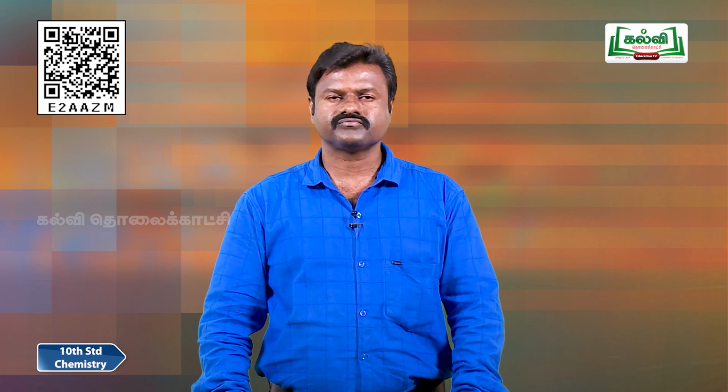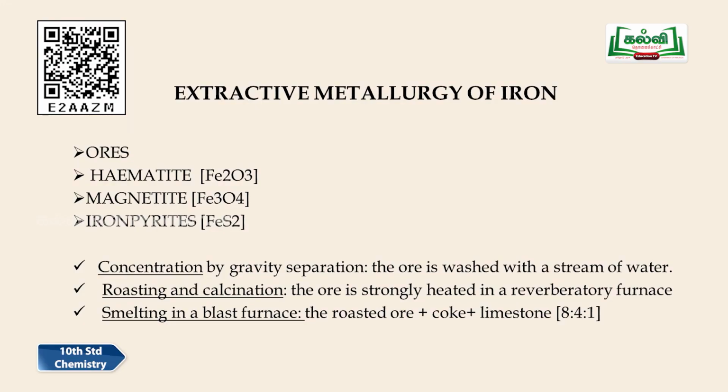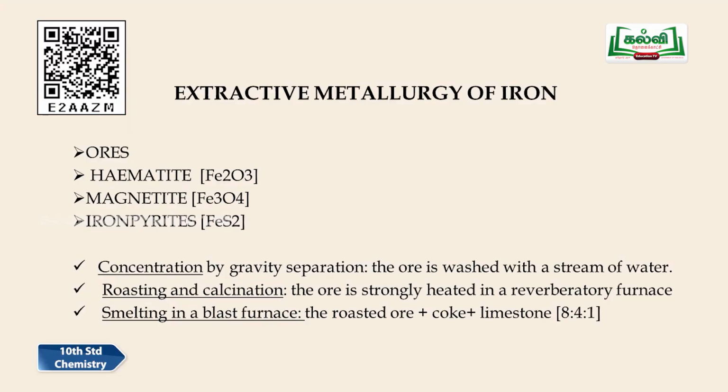Second step is roasting and calcination. Here it is heated at high temperature, that is roasted well. The moisture content is driven off, that is vaporized, and the volatile impurities like arsenic, sulfur, antimony are oxidized. Then the third one is the smelting process, that means smelting is done in the blast furnace.